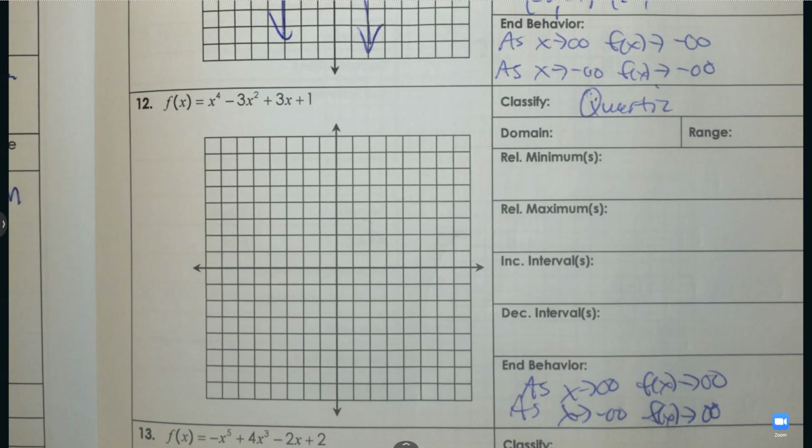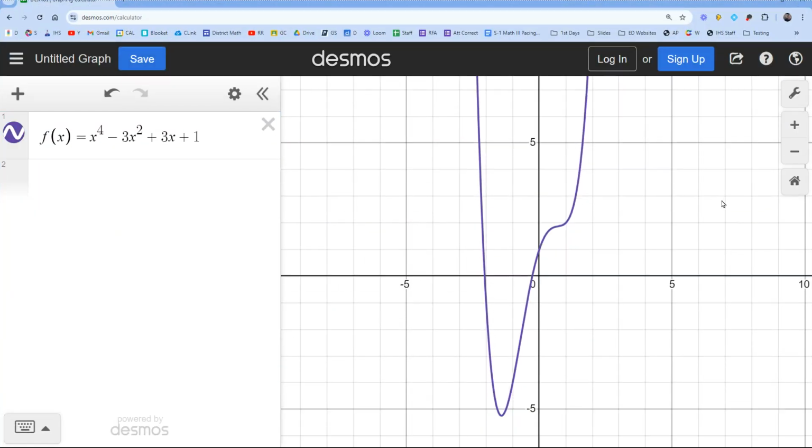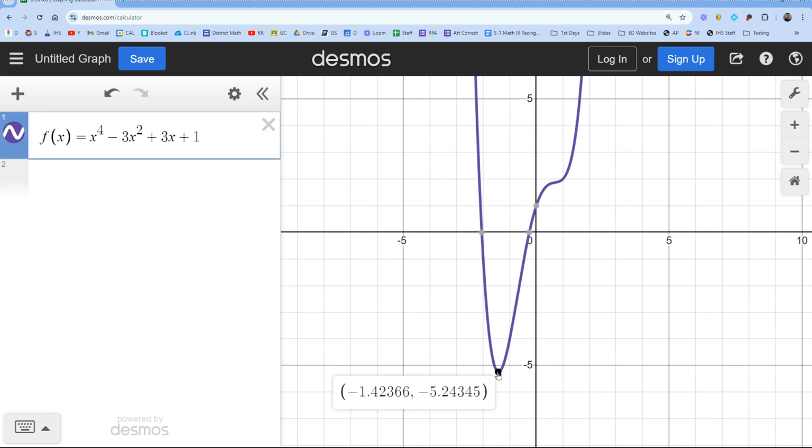x to the 4th, subtract 3x squared, plus 3x plus 1. All right, let's move this over. Make sure I see everything I need to. There's a tricky part here. I don't know, we'll focus in here. So we have a minimum right there. Then I'm going to zoom in and see if there's another turning point or no turning point. So I see only one turning point there.